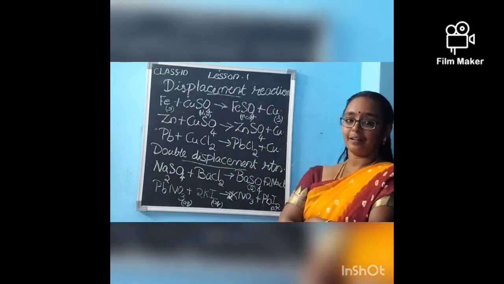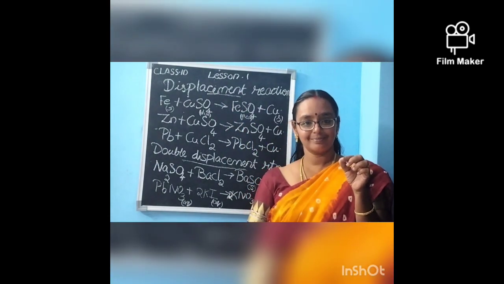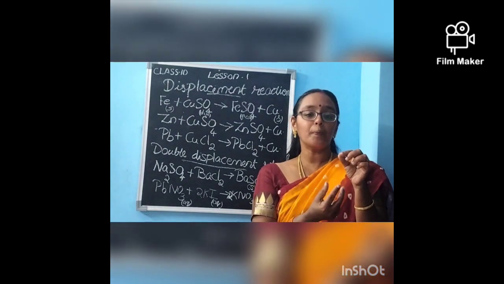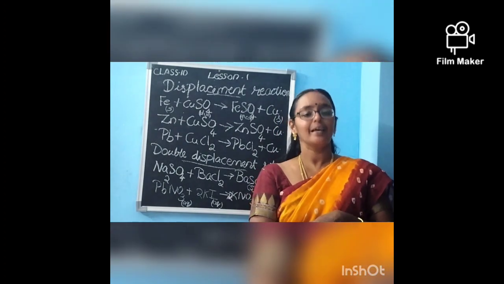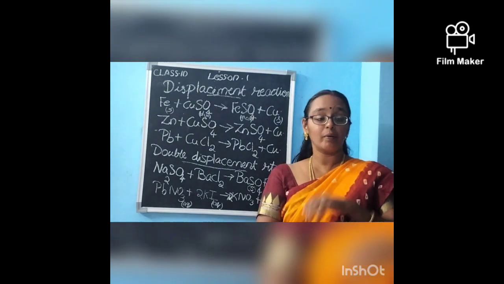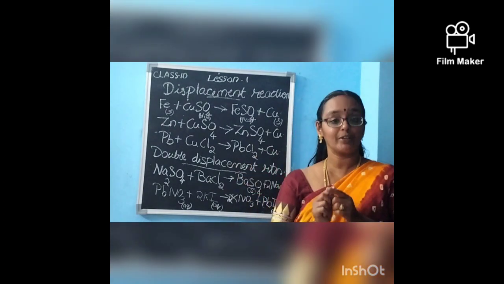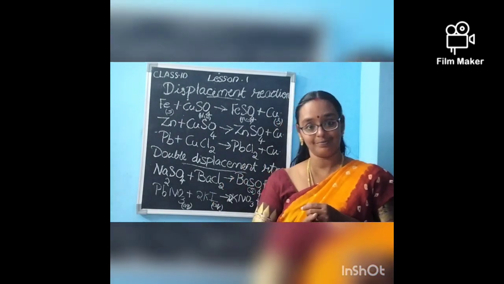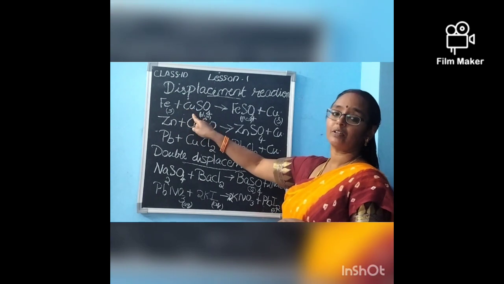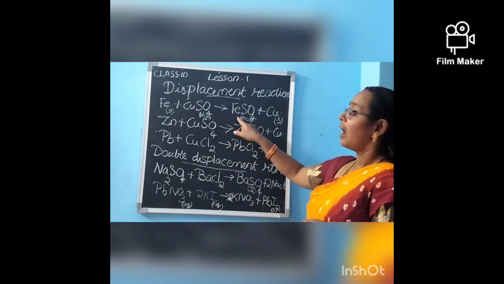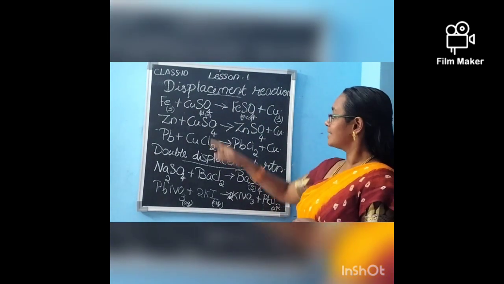Now we are moving to the third type of reaction, that is displacement reaction. Take an iron nail and a test tube having copper sulfate solution. Immerse this iron nail in the copper sulfate solution. Wait for 20 minutes. Let's see what's happening. When we take the iron nail out after 20 minutes, it will be brown in color, and the blue color of the copper sulfate solution has faded to light green. What is the reaction happening here? This is the reaction: iron reacts with copper sulfate to give iron sulfate plus copper.